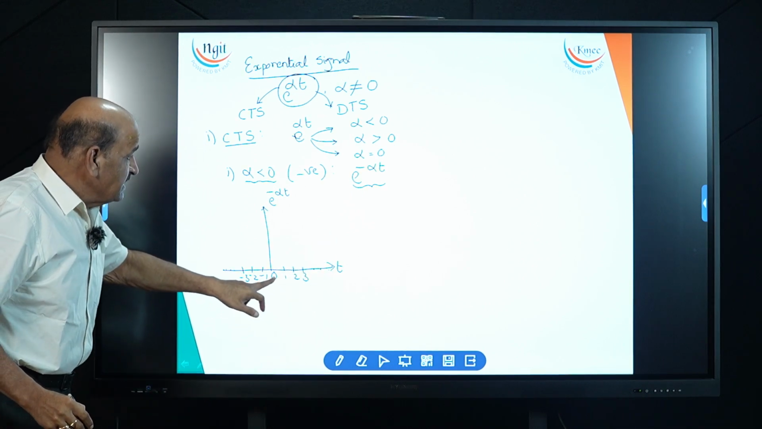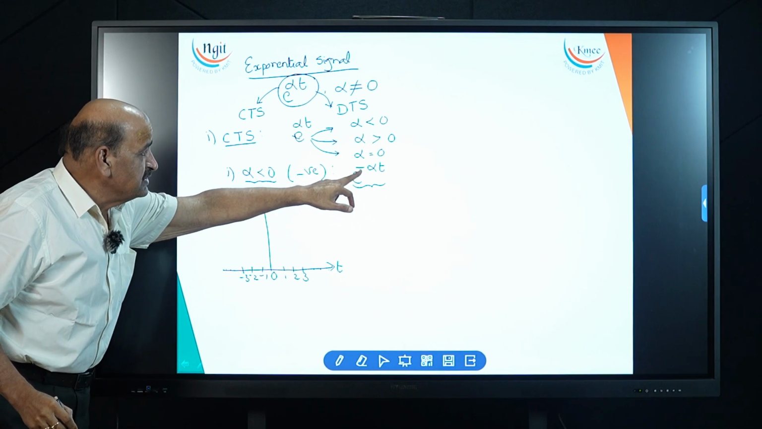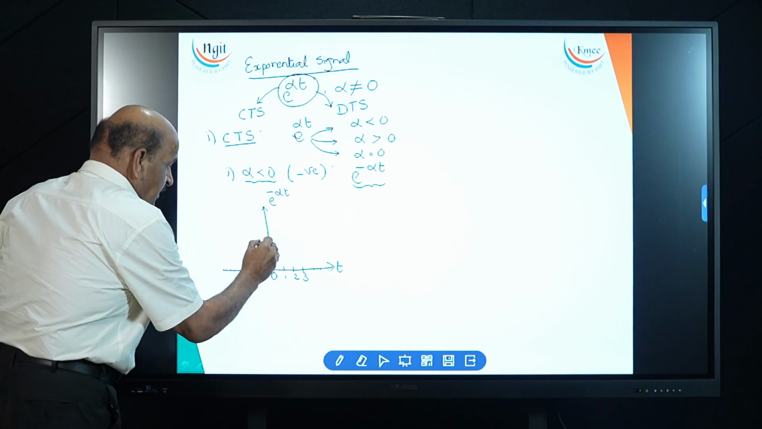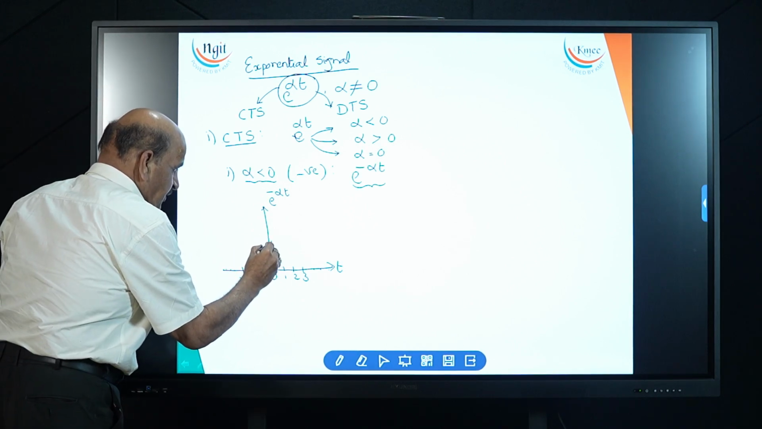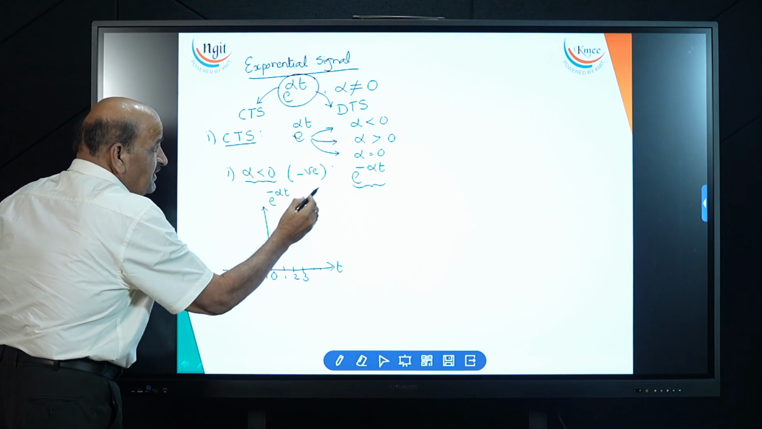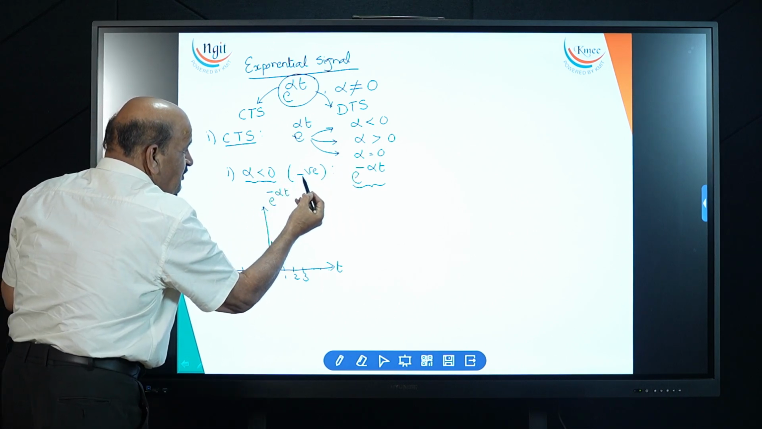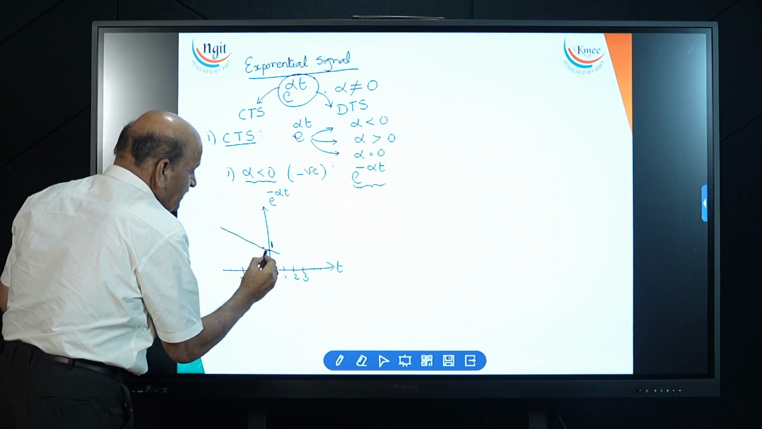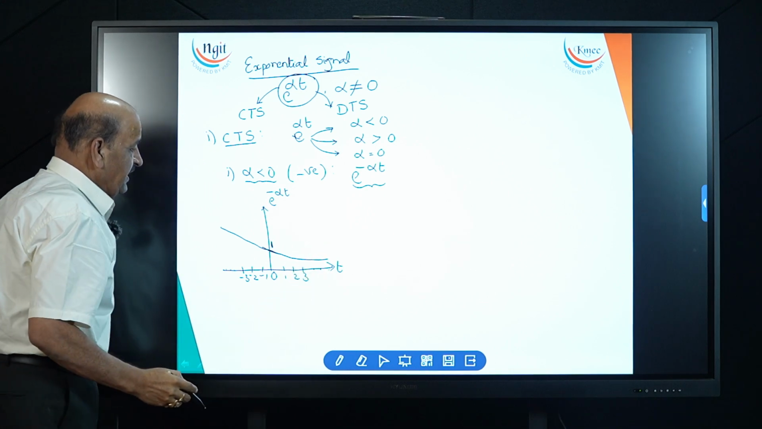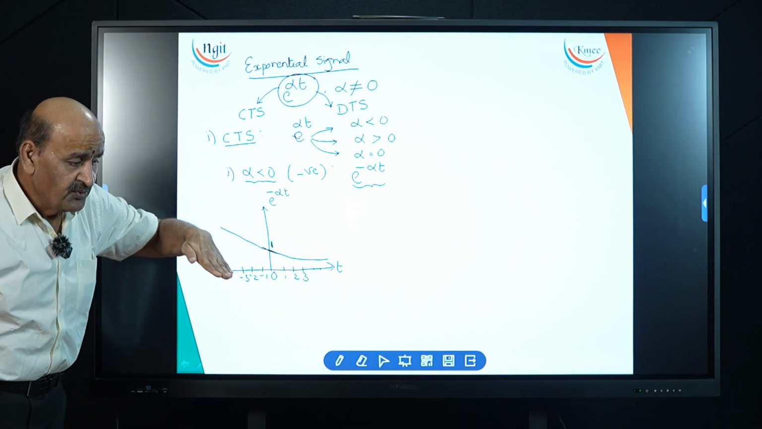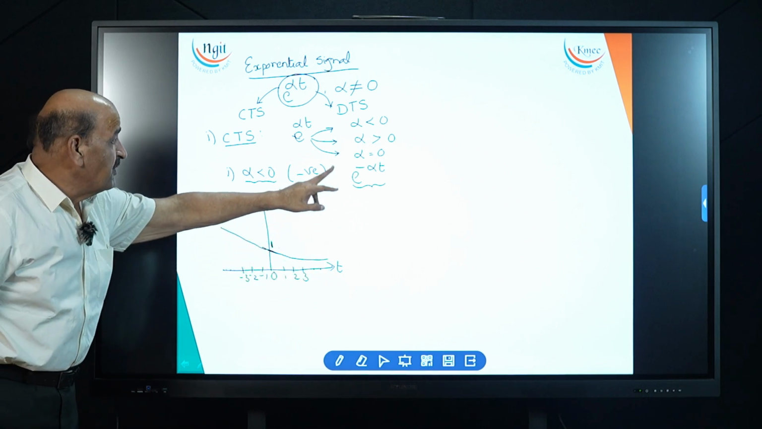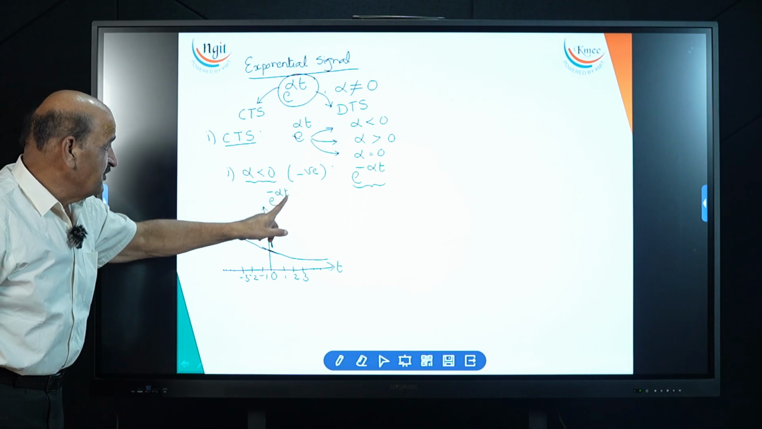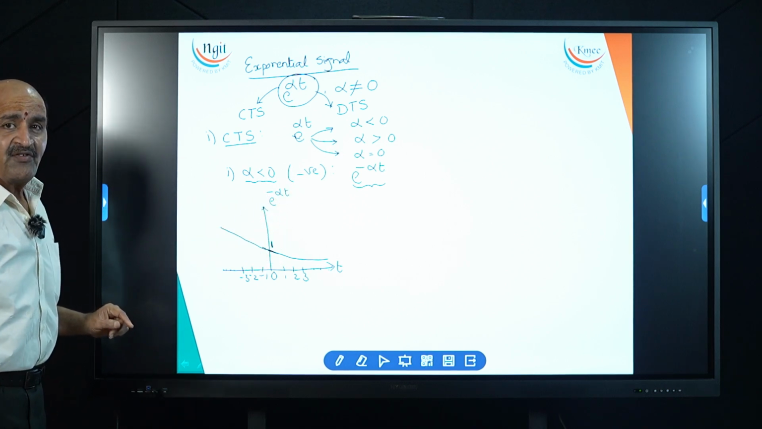For example, alpha equal to 0, what happens? E power 0 equal to 1. Therefore, amplitude is equal to 1. Whenever the alpha value is negative, just look at, the graph goes like this. Now it passes through 1 point because e power 0 equal to 1. This is the graph of e power minus alpha t.